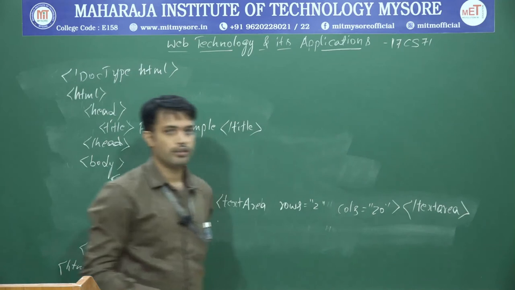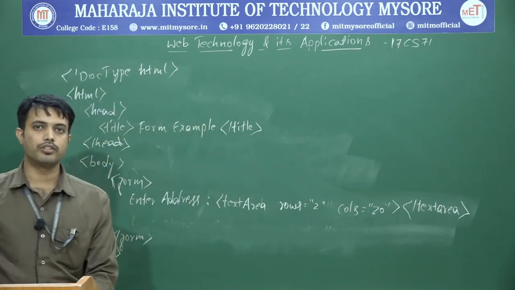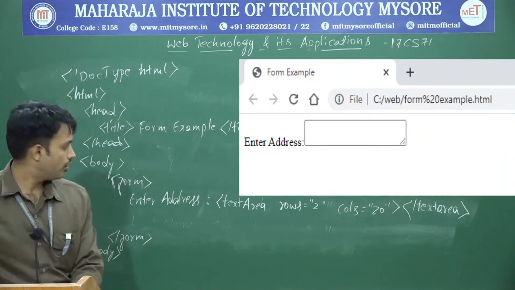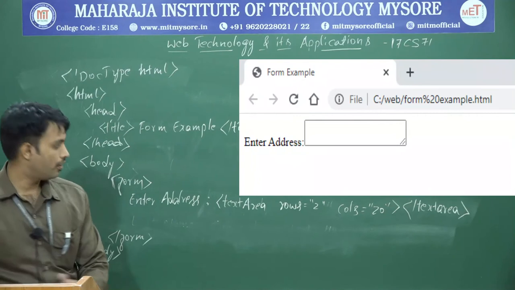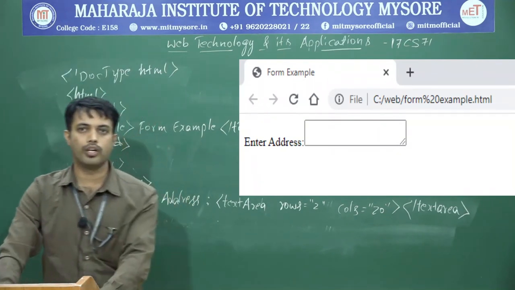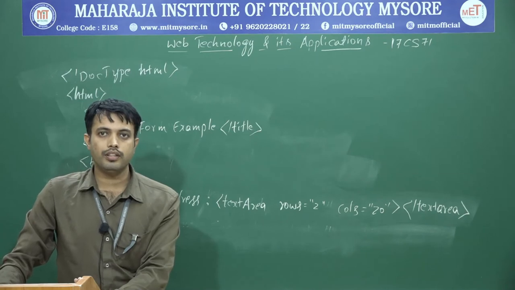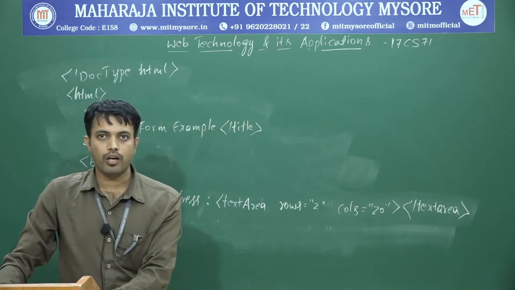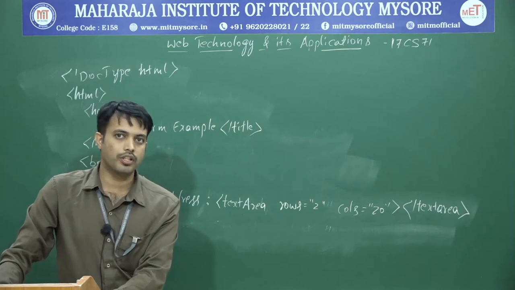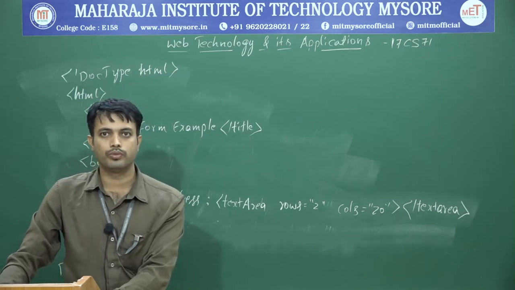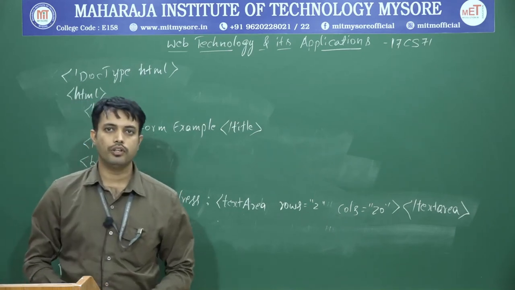Now if I run this program, you can notice the output. What about the textarea size? Here I have mentioned rows equal to 2 and columns equal to 20. So I can enter 20 characters in a row, and how many such rows are there? Only 2, because I have mentioned rows equal to 2. Got it? So this is how to read multiple lines from the user.